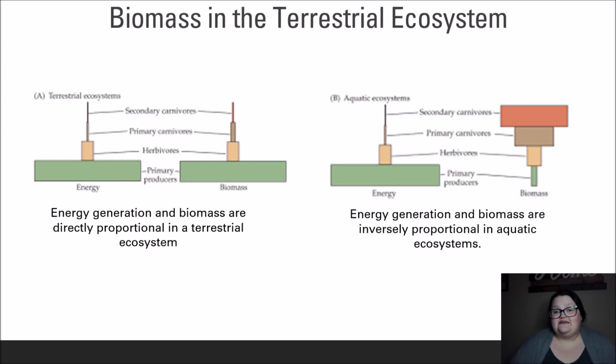Conversely, there is an inversely proportional relationship between energy and biomass in the aquatic ecosystem. This means that while producers make up the majority of energy producers, they are the smallest overall in terms of mass. This makes sense, as there is a very small photic zone in the open ocean, but there are vastly large organisms that live deeper in the waters that, collectively, make up much more mass than phytoplankton.